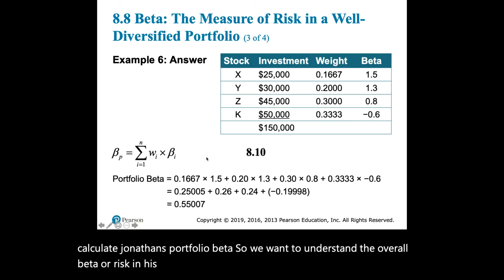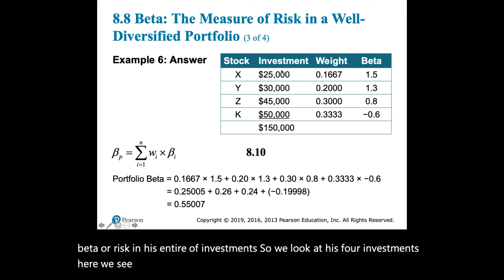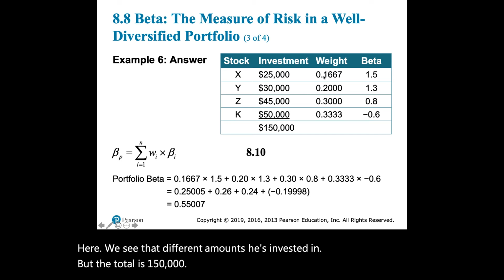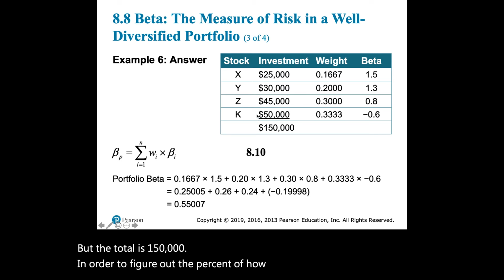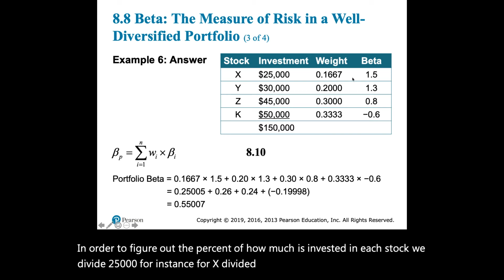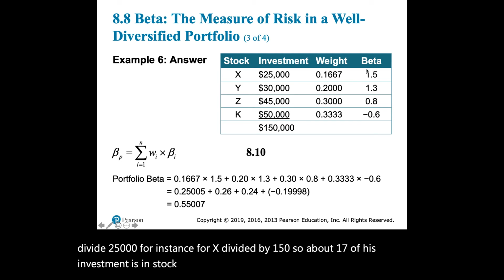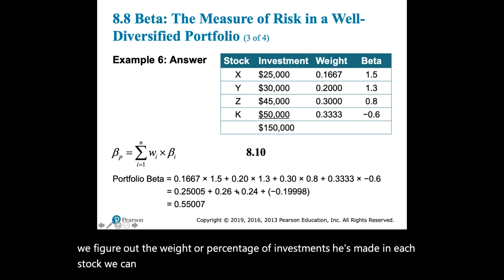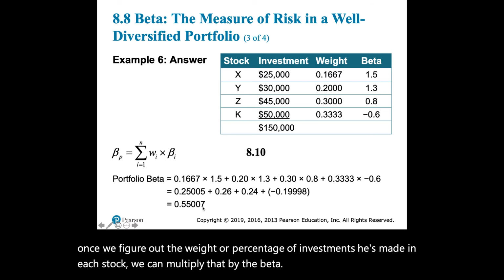If we look at his 4 investments here, we see the different amounts he's invested in, but the total is 150,000. So in order to figure out the percent he's invested in each stock, we divide 25,000, for instance, for X, divided by 150. So about 17% of his investment is in stock X, and we know that stock X has a beta of 1.5. Once we figure out the weight or percentage of investments he's made in each stock, we can multiply that by the beta, and ultimately we'll get an average beta, or a portfolio beta, of all 4 investments.